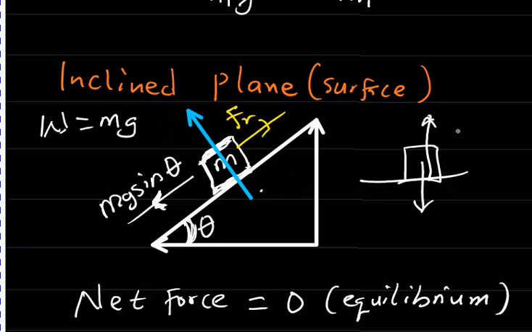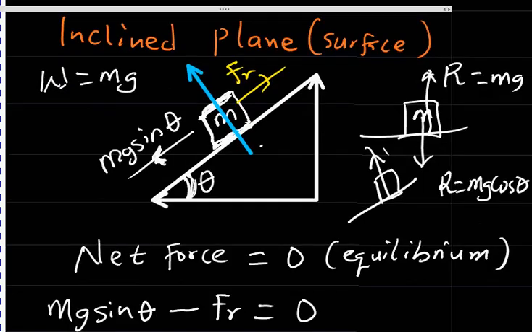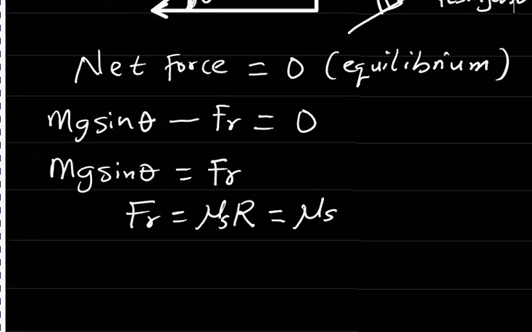Unlike what we have here, where the normal reaction is equal to the weight of this mass, mg, in the case of an inclined plane the normal reaction rather is mg cos theta. So please take note of that. Normal reaction of an inclined plane is mg cos theta.